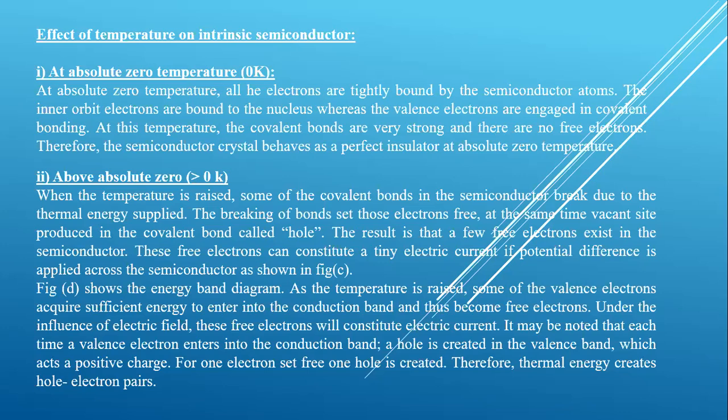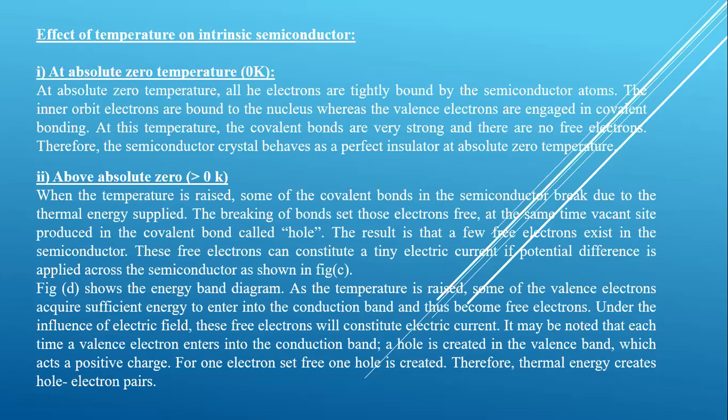When the temperature is raised, some of the covalent bonds in the semiconductor break due to the thermal energy. That means if you give some thermal energy, that means some temperature, then one of the covalent bonds will be broken. With the breaking of a covalent bond, an electron becomes free, and at the same time the vacant site in the covalent bond is called a hole. That means one hole is created in the semiconductor. A new topic, that is the hole, is created. The result is that a few free electrons exist in the semiconductor.